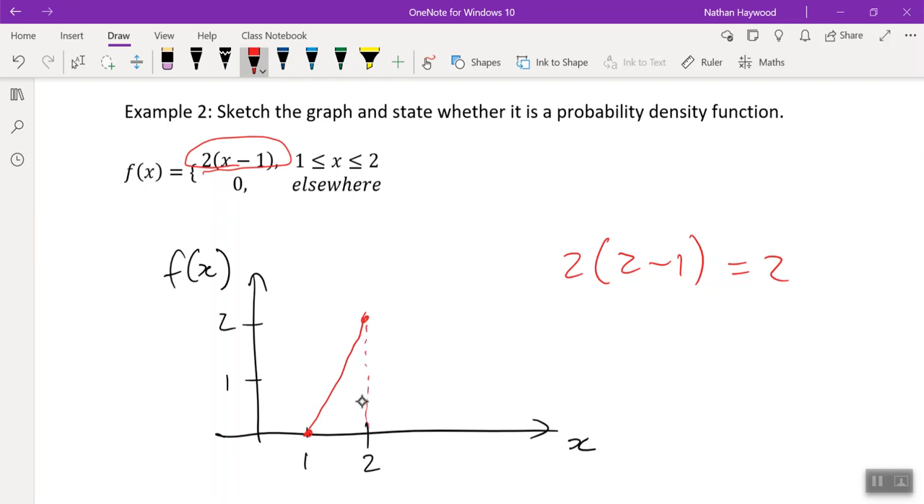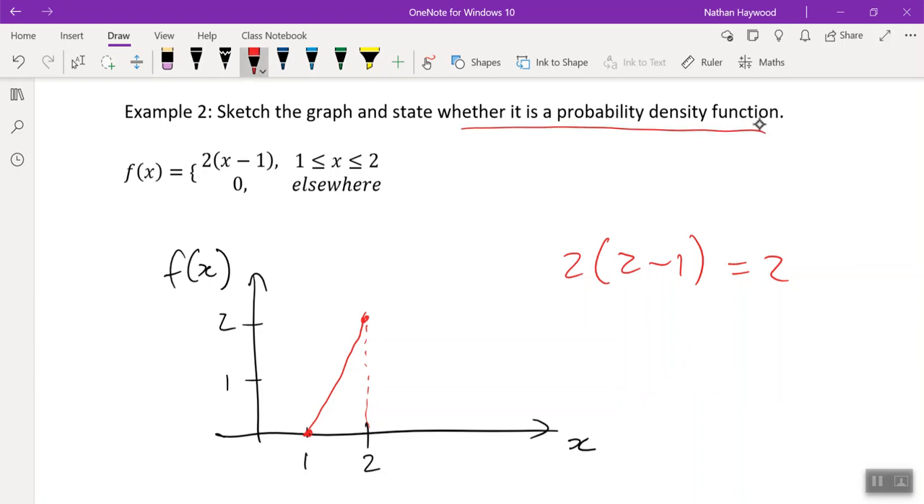All right, bit of tricky calculus here. You don't actually have to use calculus. So it doesn't say to use calculus, so you can just determine the probability by finding the area under the curve. Yeah, it's not actually asking you to find the probability. It's just asking whether it's a probability density function.